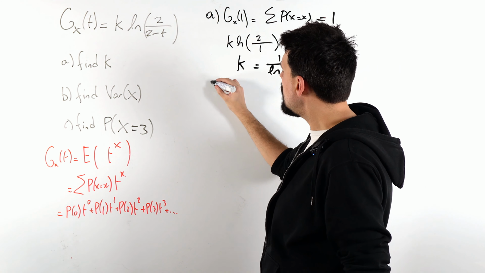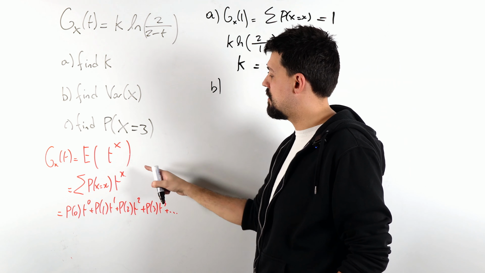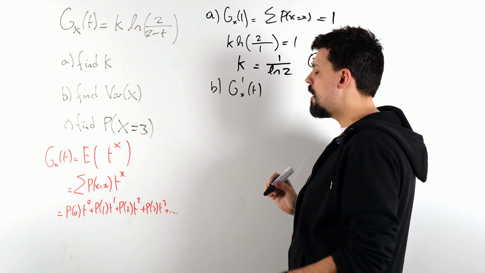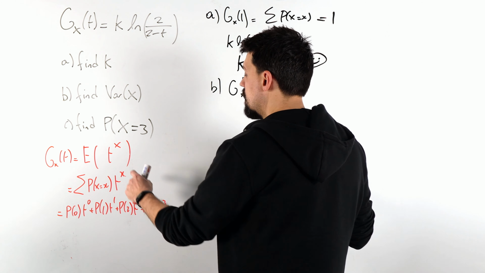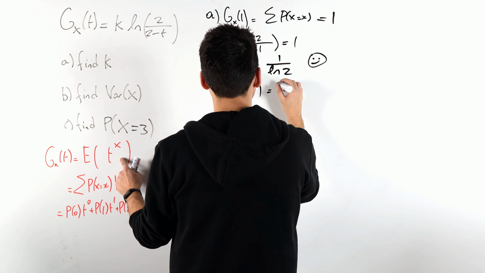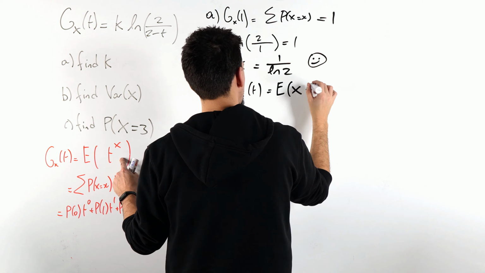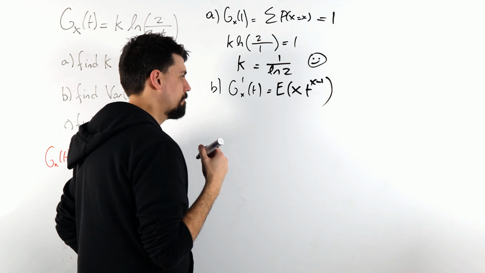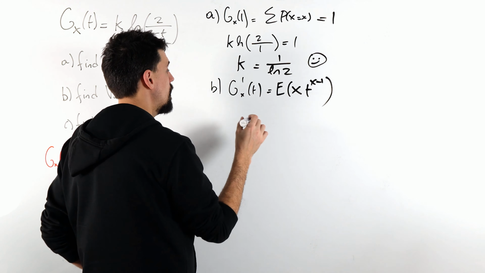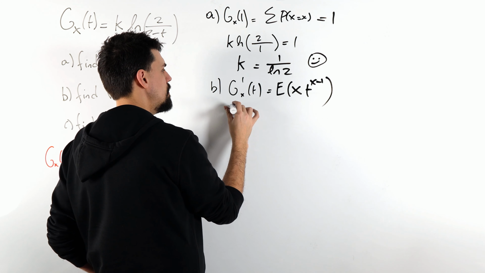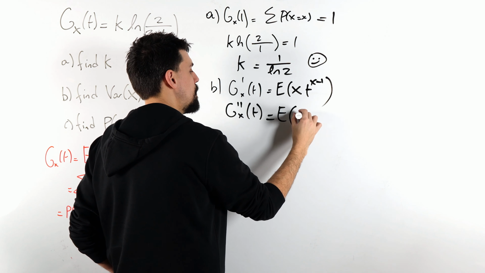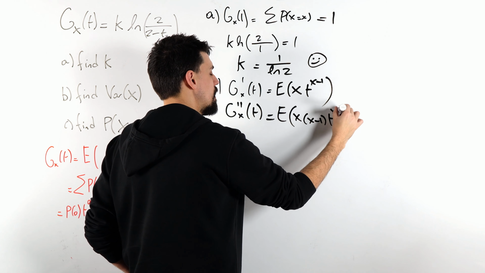Right, find the variance. Well, here's another cool thing we can do with generating functions. So let's have a look at this guy here. I can differentiate it. If I differentiate this with respect to t, I can differentiate inside the expected value. So this becomes the expected value of X t to the X minus 1. Why might you want to do that, I hear you say? Well, let's differentiate it again. That is the expected value of X(X minus 1) t to the X minus 2.